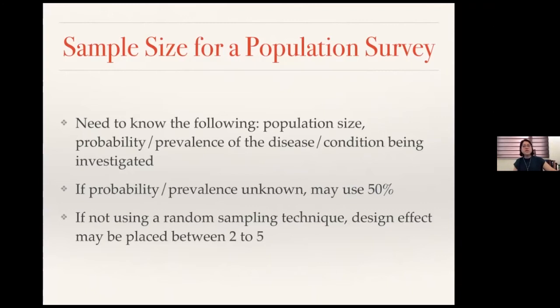Now, the probability and prevalence of the disease or the condition being investigated, di ba? The 0.4% for Guillain-Barré syndrome is basically from previous studies. So, for example, you find previous studies on prevalence, and then you look at whether the prevalence in the northern hemisphere is higher as compared to the southern hemisphere or the equator.